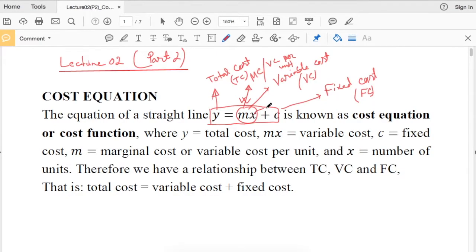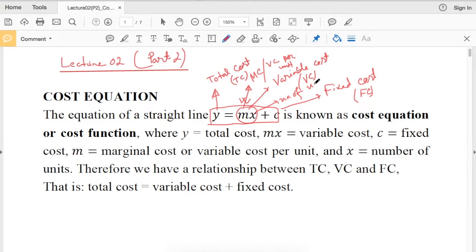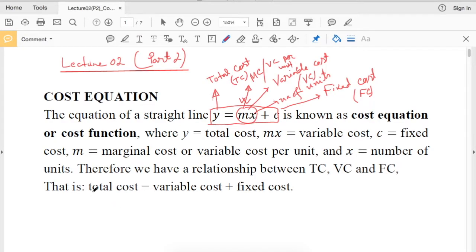And X is the number of units, or number of product, or number of commodity, number of units. So we can find a relation: total cost is equal variable cost plus fixed cost. And here the definition of marginal cost is what? The definition of marginal cost is the cost of making an additional copy, or cost of making an additional product. And C is the fixed cost, which is cost of making 0 units.